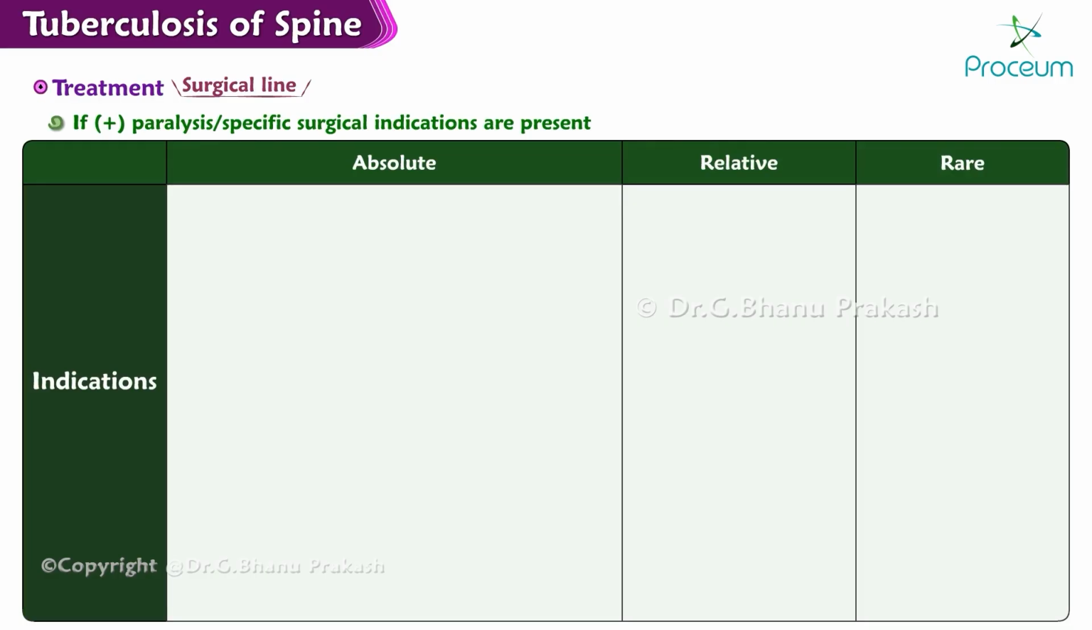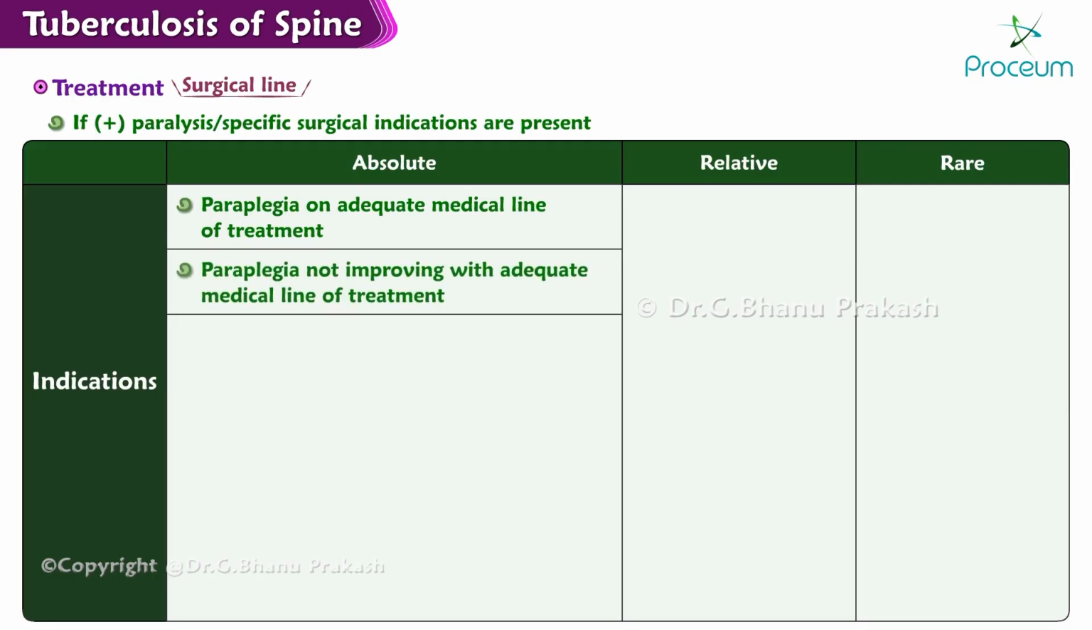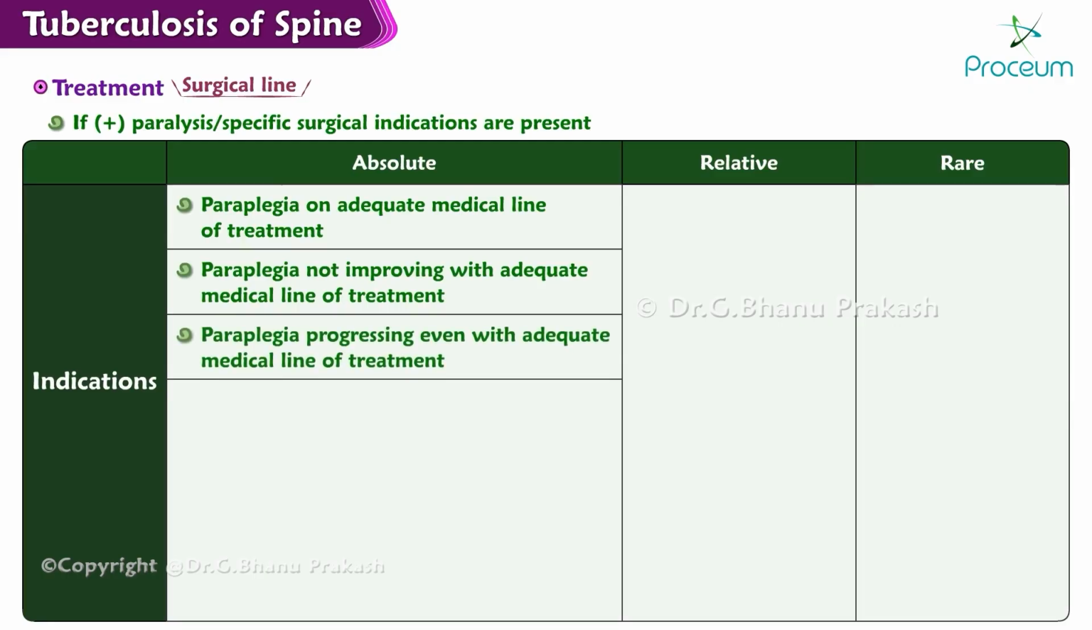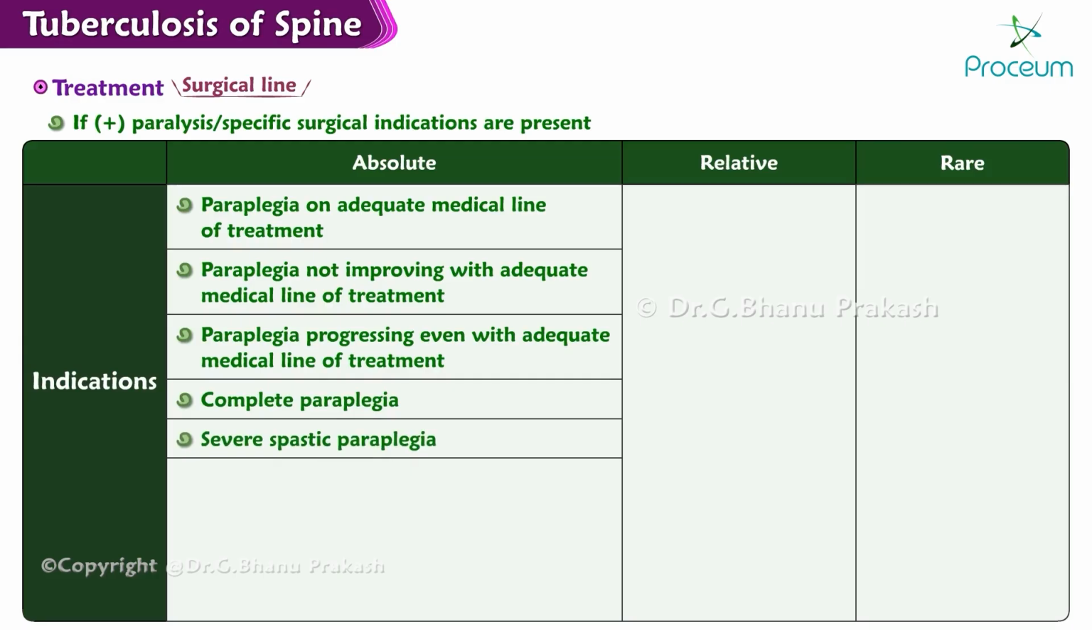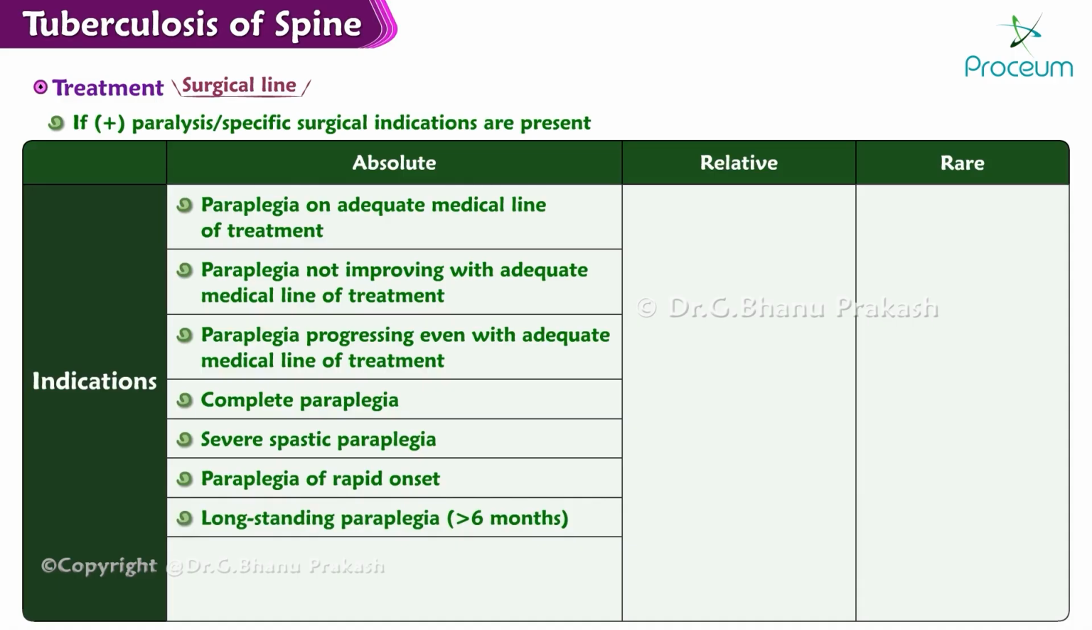Indications for surgery based on Griffiths and Seddon. Absolute indications. Paraplegia develops when the patient is on the adequate medical line of treatment. Paraplegia not improving with an adequate medical line of treatment. Paraplegia progressing even with adequate medical line of treatment. Complete paraplegia. Severe spastic paraplegia. Paraplegia of rapid onset. Long-standing paraplegia, more than 6 months, paraplegia in flexion, flaccid paraplegia, etc.